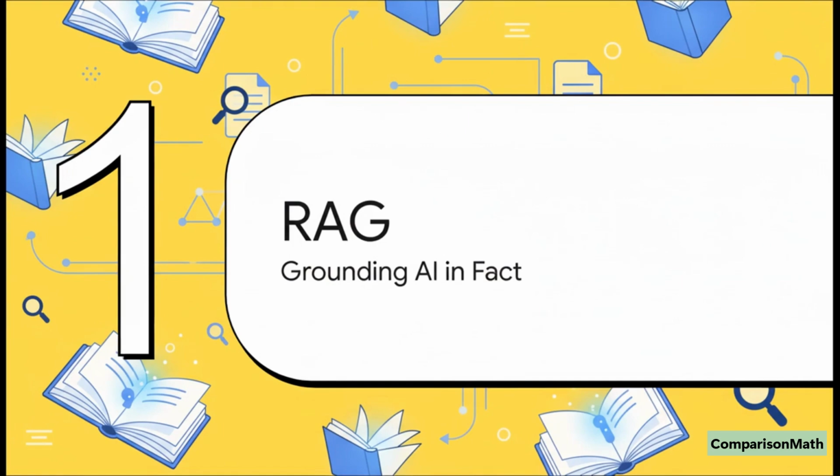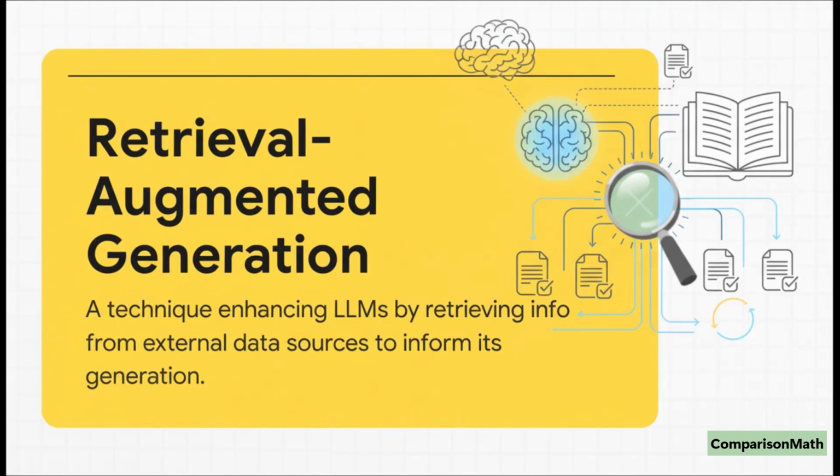Okay, let's kick things off with RAG, or Retrieval-Augmented Generation. Now, the absolute best way to think about RAG is like giving your LLM an open book exam. But, and this is the important part, the book isn't the entire internet. It's your specific, hand-picked data. This is so critical because it means the AI is pulling from a source of truth that you actually control and trust.